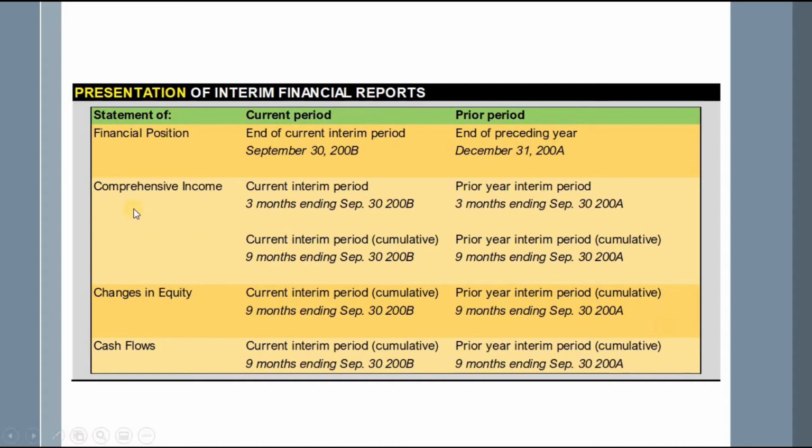Again, always remember that for the statement of comprehensive income, statement of changes in equity, and statement of cash flows, when we prepare the comparative interim financial reports, the dates are the same, however, the years are different. But for the statement of financial position, that is not the case because the prior financial statement that must be comparative with the current interim period is always the end of the preceding year, which is December 31, a different date and also a different year.